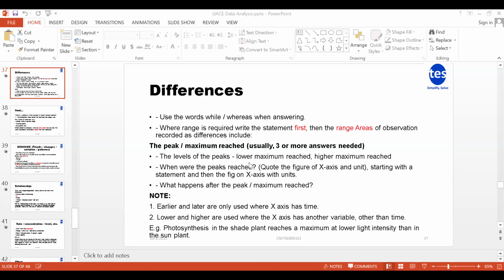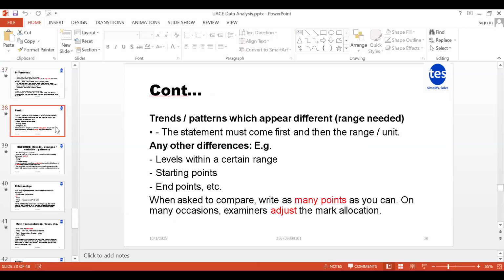Okay, let's proceed. I know we shall be getting a bit more as we go on. Trends and patterns: when asked to compare, write as many points as you can, because those marks can be adjusted. So we said there you have to write many points. And then, of course, you always hinted on the statements coming first, then the ranges coming later. Any other differences, e.g. levels within a certain range, starting point?